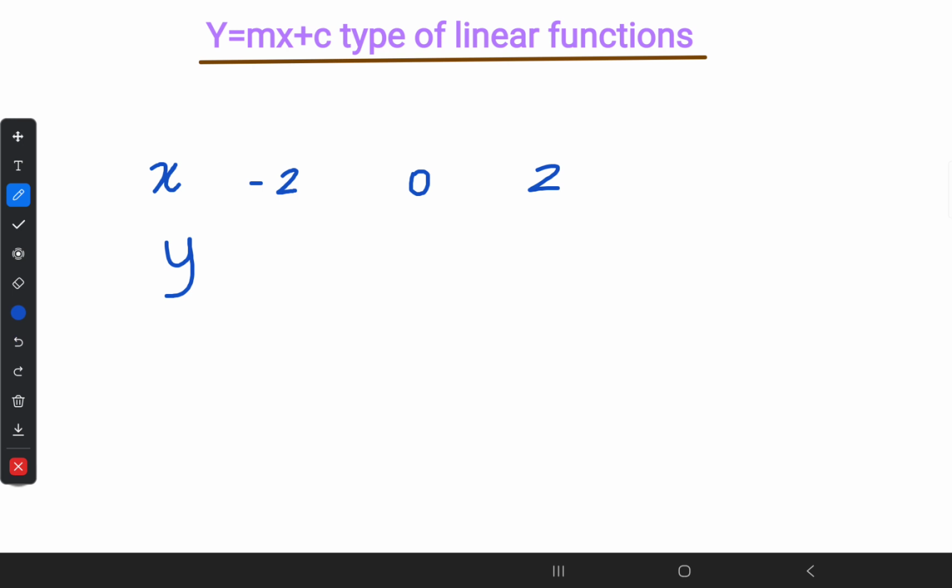X is an independent variable. With respect to x, y is changing. If the x is negative 2, y is a different value. The x is negative 1, according to the change of x, y is changing. So x is called as independent variable. There is no any external factors which are affecting the x. Y is a dependent variable. While doing the example, I will explain.